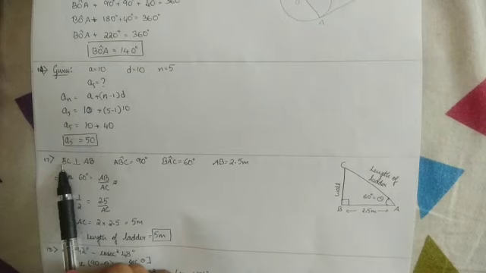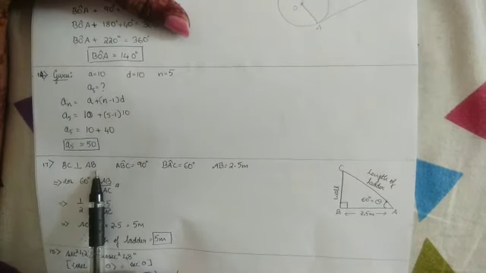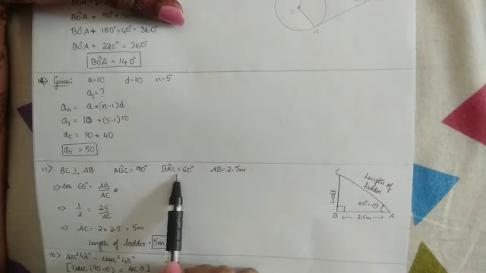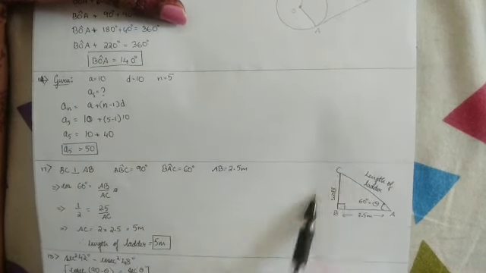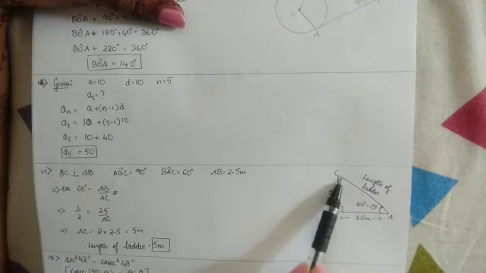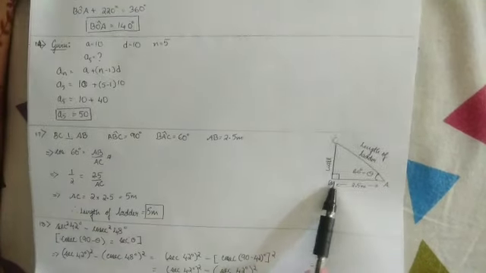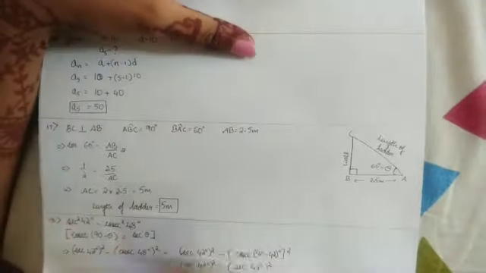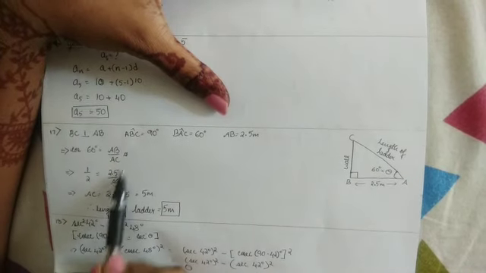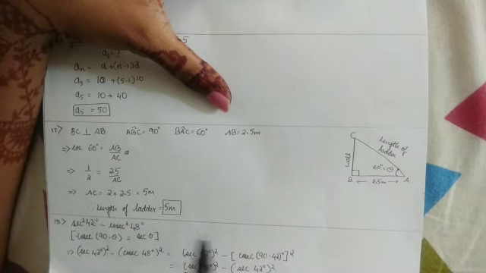Next is the 17th question. BC is perpendicular to AB, it's given in the question. So ABC is 90, BAC is 60, AB is 2.5. So you can visualize it like this. AC is the length of the ladder and BC is the length of the wall. So cos 60 degrees is AB by AC, that is half equals 2.5 by AC. On solving you get AC is 5 meters, that is the length of the ladder.